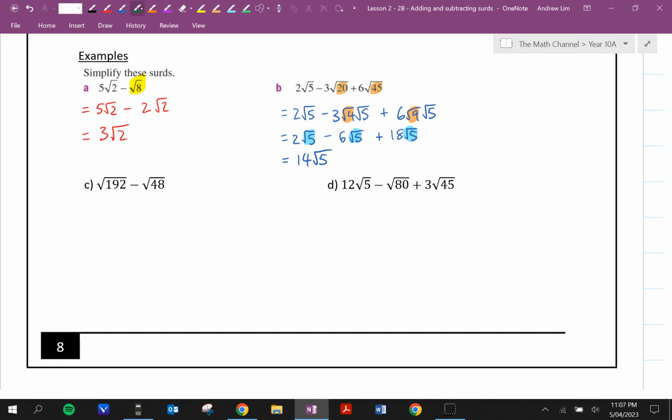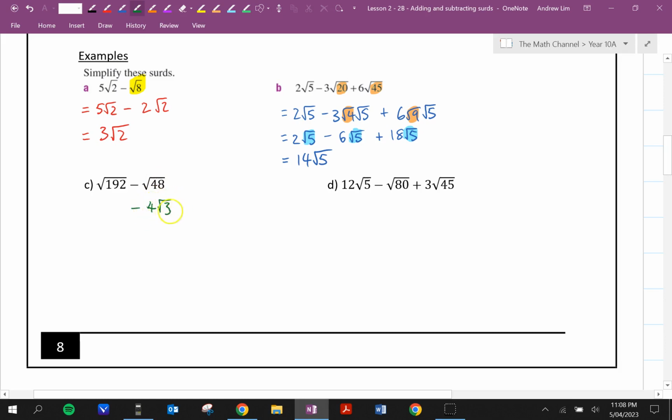Alright, so I'm having a look at C. I can see 192 and 48. I might start with that 48 because I can think of 16 and 3. 16 times 3 is 48. So I know that the square root of 16 is 4. It's just like saying 4 root 3.